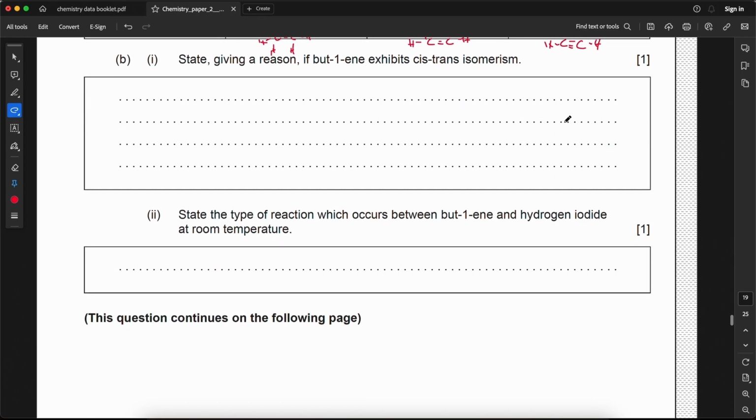State, giving a reason, if but-1-ene exhibits cis-trans isomerism. But-1-ene will be C2H5, H, H, cis, because on the same side. So state, giving a reason, if but-1-ene exhibits cis-trans isomerism. No, because 2 groups on a carbon in the double bond are the same.